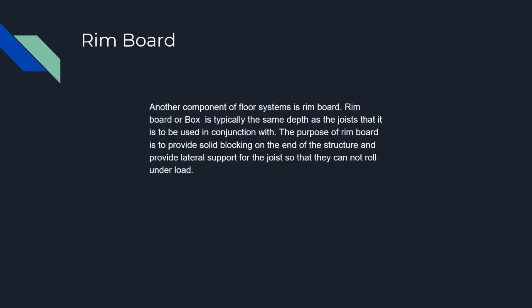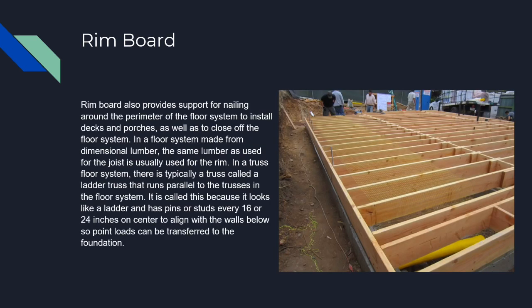Another component of floor systems is rim board. Rim board, or box, is typically the same depth as the joist that it is to be used in conjunction with. The purpose of rim board is to provide solid blocking on the ends of the structure and provide lateral support for the joists so that they cannot roll under load. Rim board also provides support for nailing around the perimeter of a floor system to install decks and porches, as well as to close off the floor system.